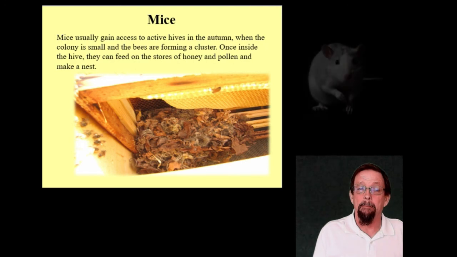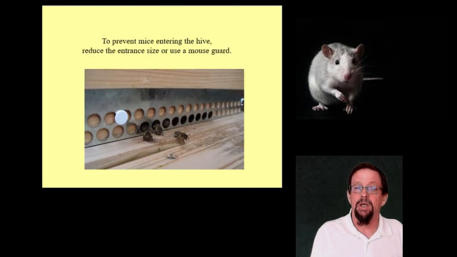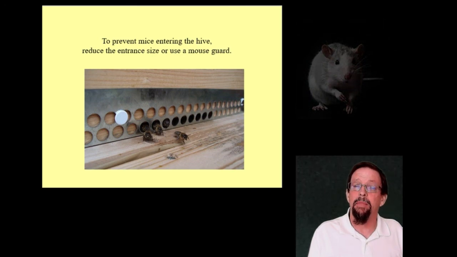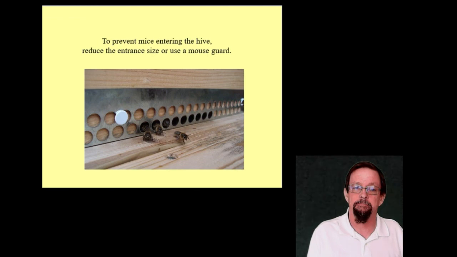Next on the list, mice. Mice usually gain access to active hives in the autumn when the colony is small and bees are forming a cluster. Once inside the hive, they can feed on the stores of honey and pollen and make a nest. The way to prevent this is to reduce the entrance size or use a mouse guard. This will help reduce your possibility of having those unwanted pests.